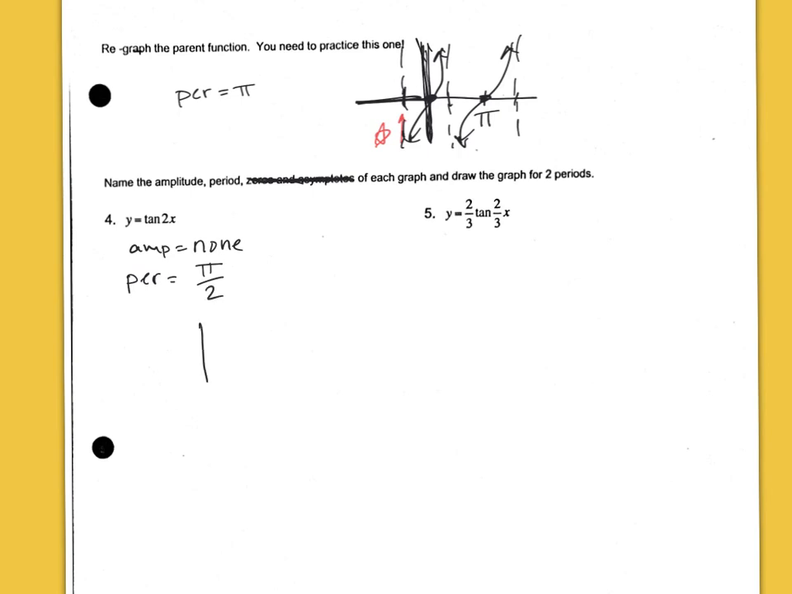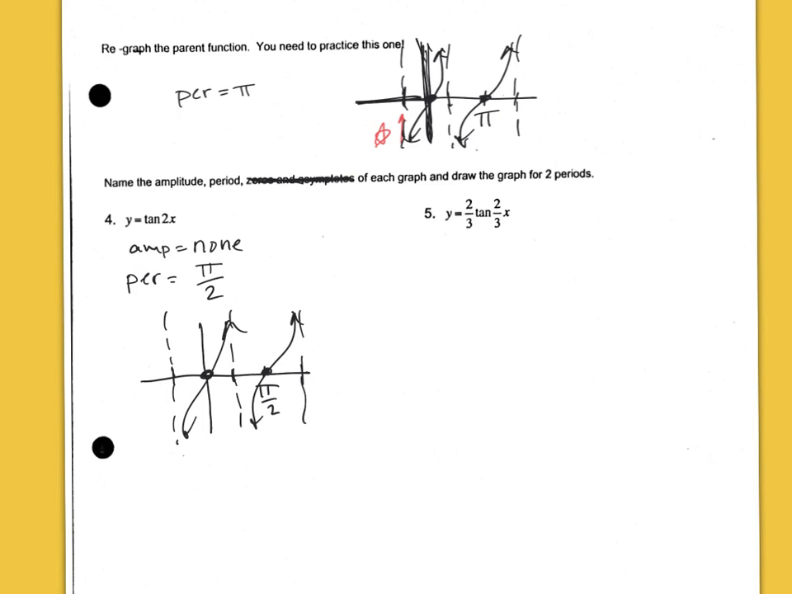So again, the pattern is space to the left, draw this to the left and to the right. 2 marks, period. 1 mark to the left, 1 mark to the right. So you should still have 4 marks. Asymptote, 0. Asymptote, 0. Asymptote. Draw it in.